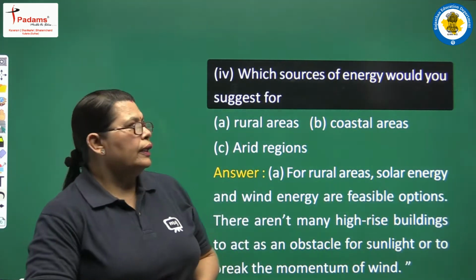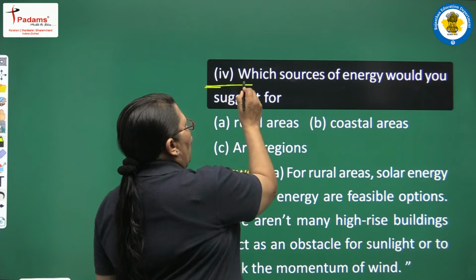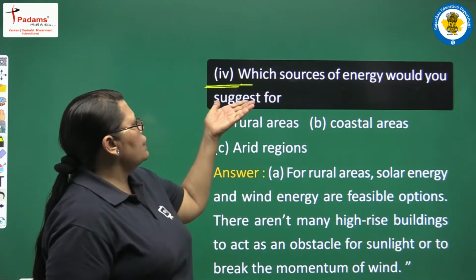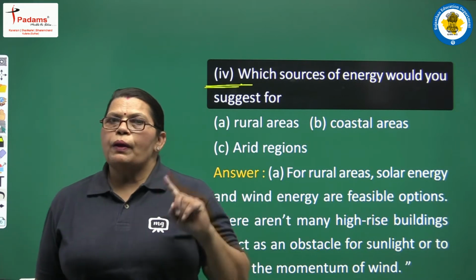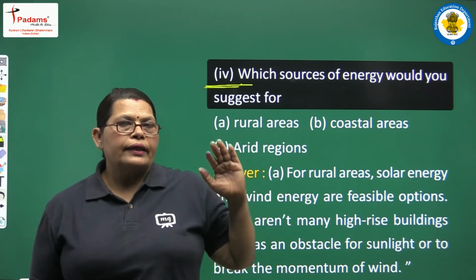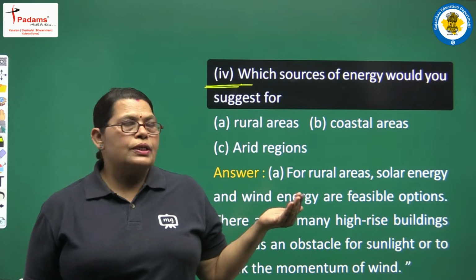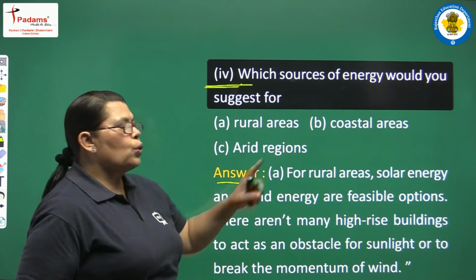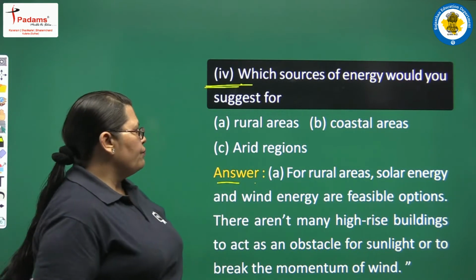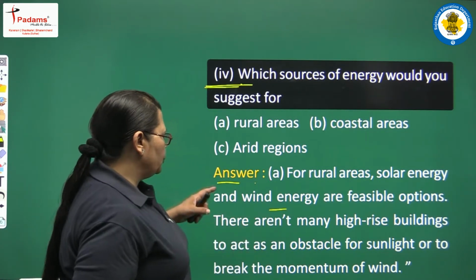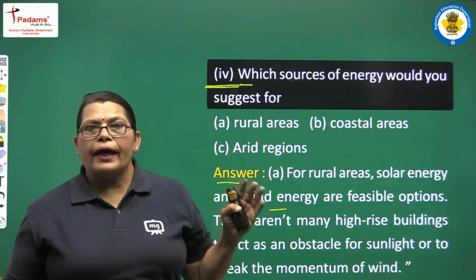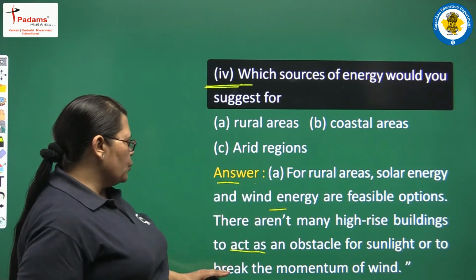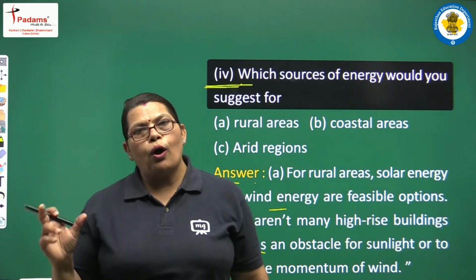Our next question is about the sources of energy. See, which sources of energy would you suggest for rural areas? Yes, which type of sources do you prefer? See here, for rural areas, solar energy and wind energy are feasible options. There aren't many high-rise buildings to act as an obstacle for sunlight or to break the momentum of wind.